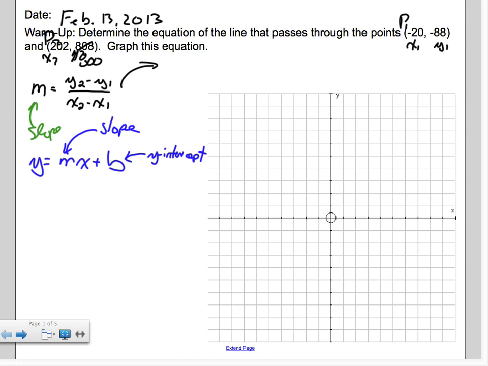So in my equation, y2 is 800, y1 is negative 88, x2 is 202, and x1 is negative 20. Take the time to write those out. Getting our slope is important. It's the most important part of the equation of our line. If we have that off, a lot of our answers are going to be off.